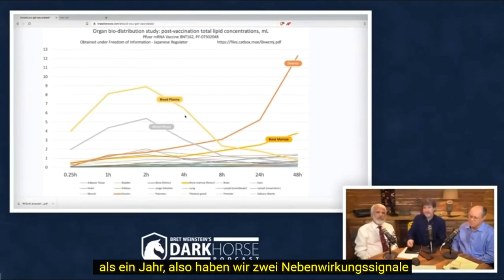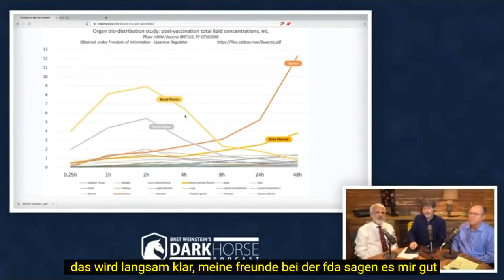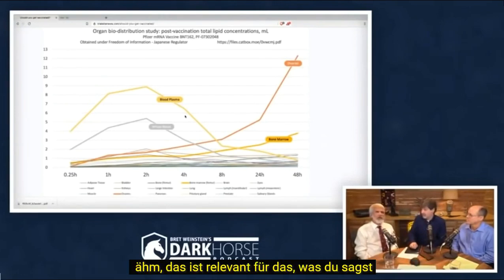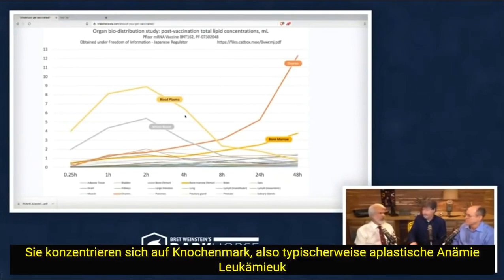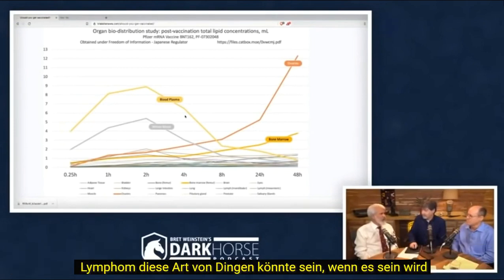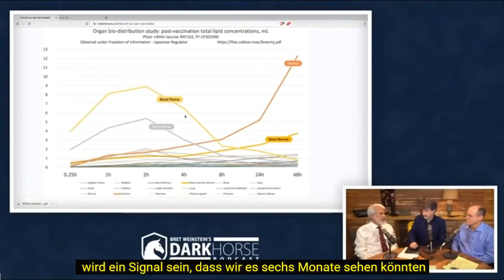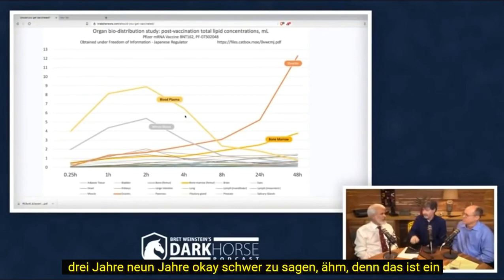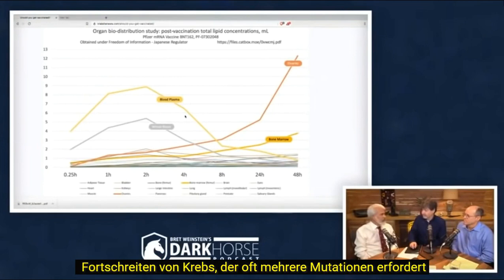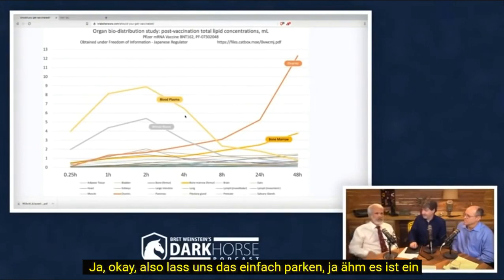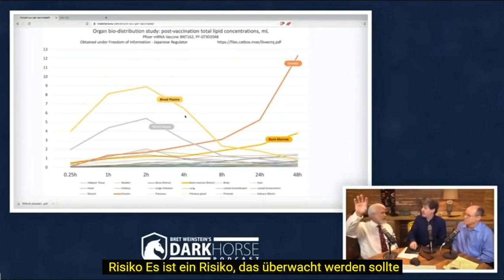So we have two adverse event signals that are starting to become apparent, my friends at the FDA tell me, that are relevant to what you're saying. You're focusing on bone marrow. Typically aplastic anemia, leukemia, lymphoma, those kinds of things, if there is going to be a signal, we might see it 6 months, 3 years, 9 years. Hard to tell, because this is a progression of cancer that often requires multiple mutations. Let's park that. It is a risk that should be monitored.